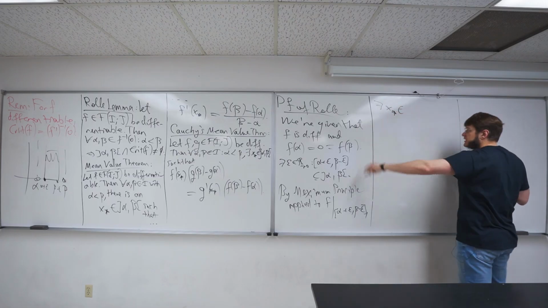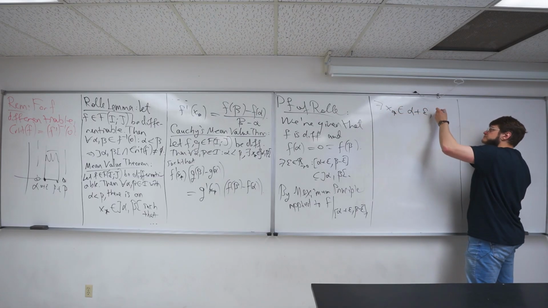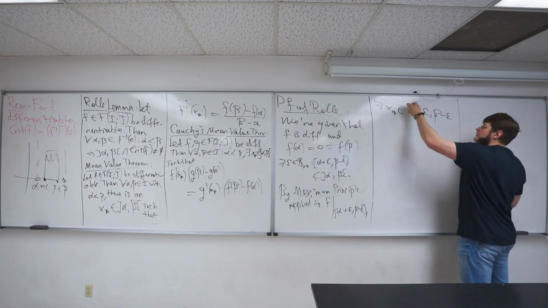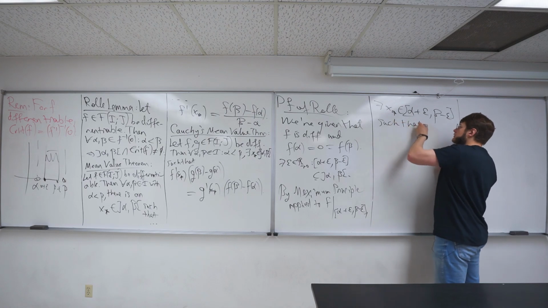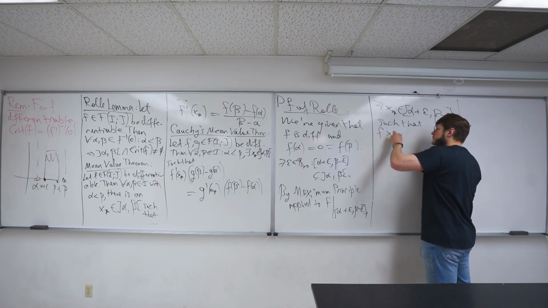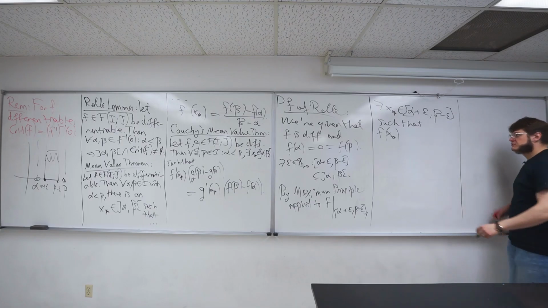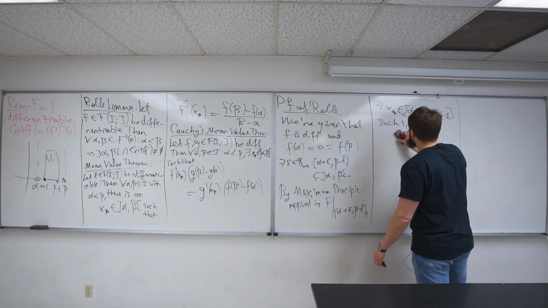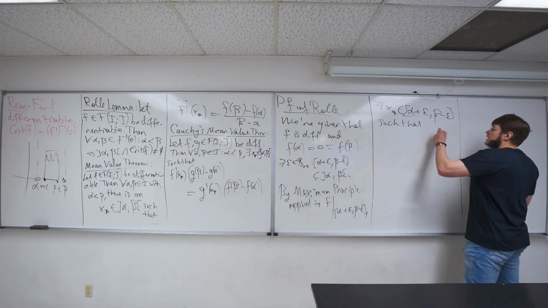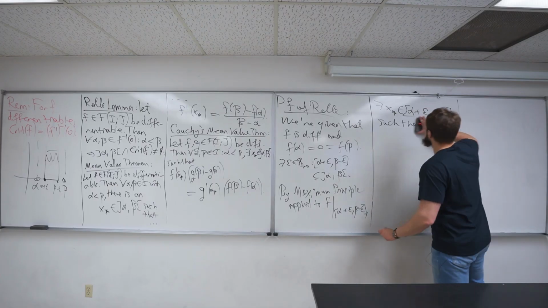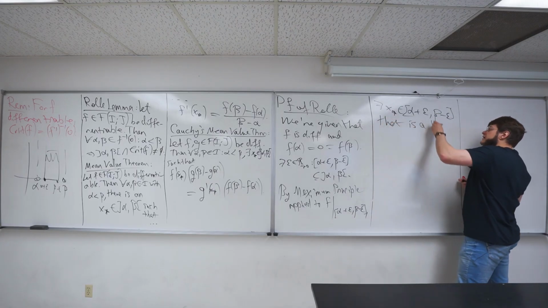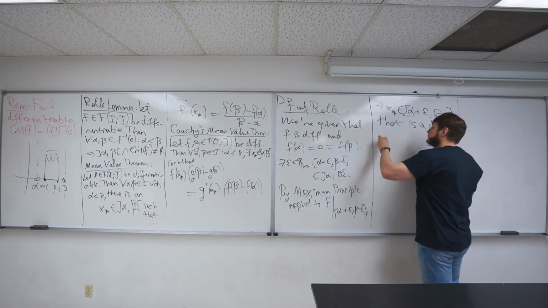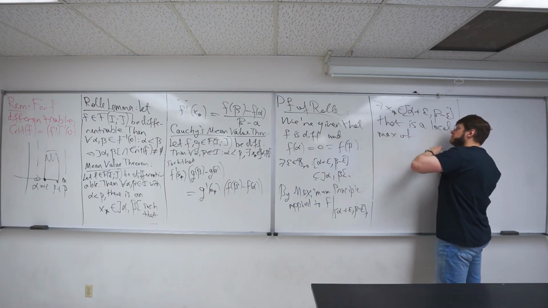There is some x star in this closed and bounded interval such that this is the max of this function, meaning x star is a local max of f. That is a local max of f.